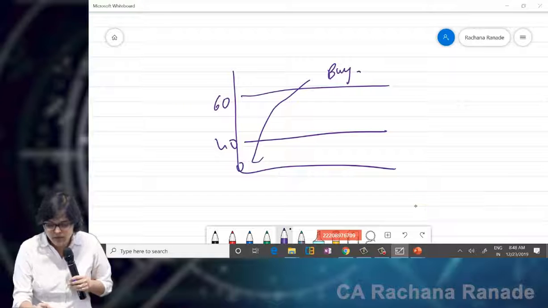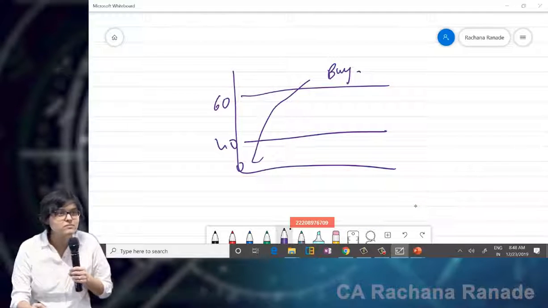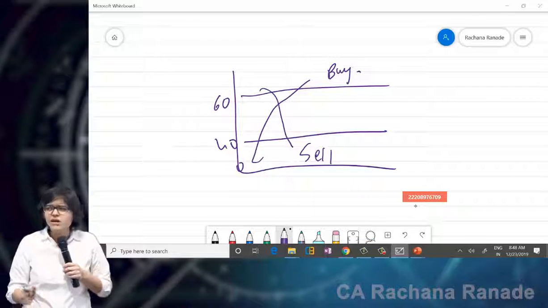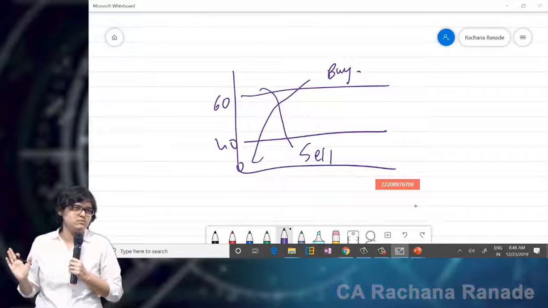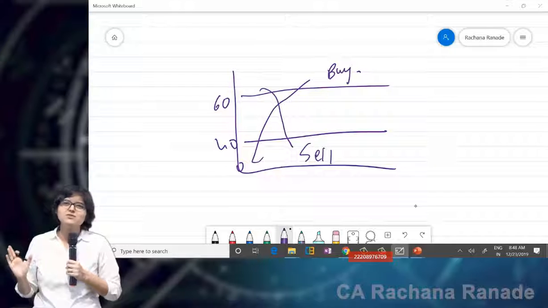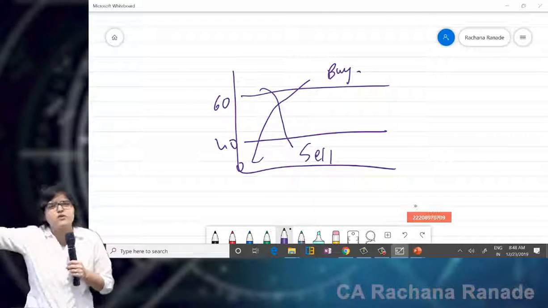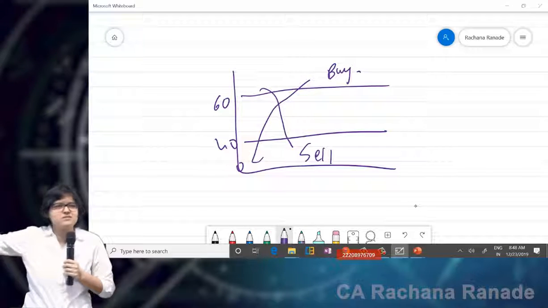Okay. And what about below 40? Sell. Because why is it below 40? It is a mediocre stock. It is not performing well right now. And it might go down also. Or it might move in a sideways trend forever, like 5, 6, 8 months also.